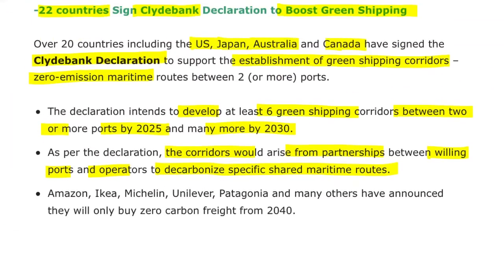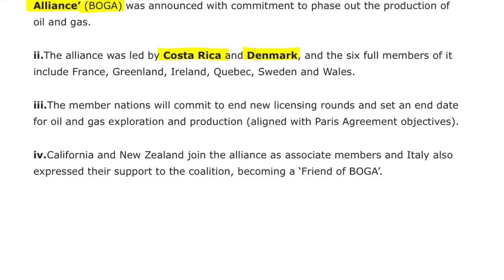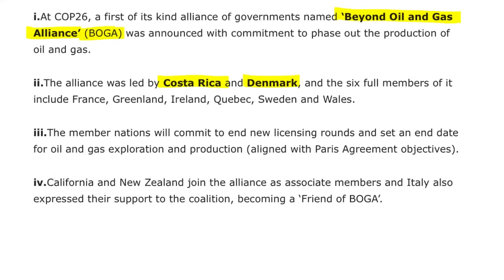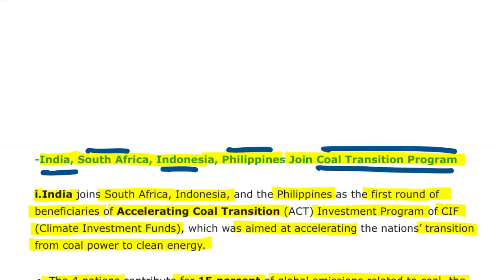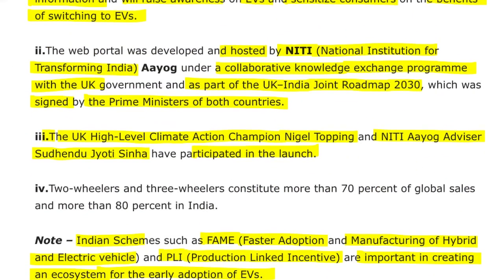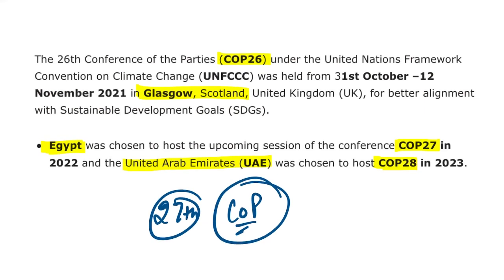And if we are talking about COP27, where will it take place? Which country will be hosting COP27? It will be hosted by Egypt in the year 2022. And COP28 will be hosted by the United Arab Emirates in the year 2023.